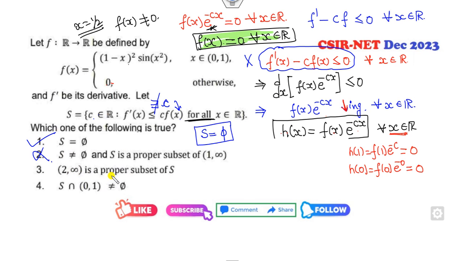2 comma infinity is a proper subset of S, but S is φ, so there is no proper subset of this. This one, φ intersection 0 comma 1 is not equal to φ, but it is also wrong. So it's a very simple question. It's a combination of the differential equation and the continuity or the differentiability of the function.